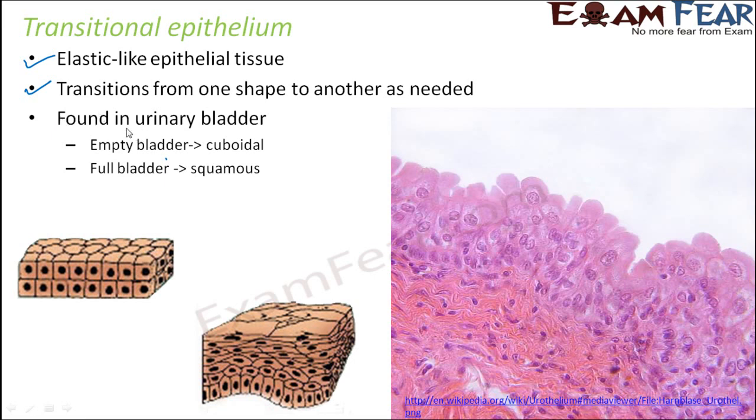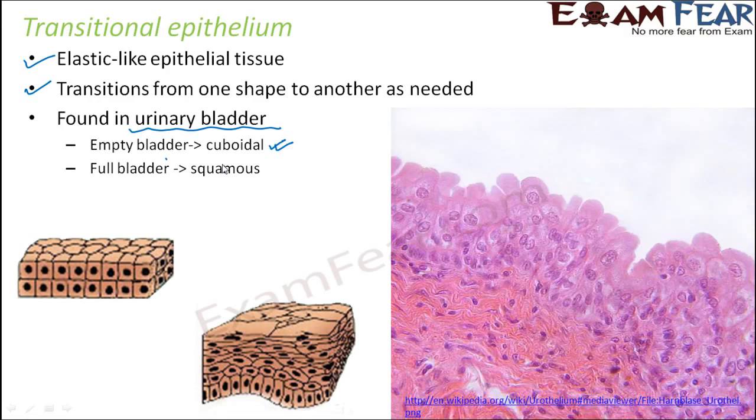We find them in the urinary bladder. So when the bladder is empty, the type of epithelium which lines it is cuboidal, but when it is full, that is when you drink, when does the bladder become full? When you drink a lot of water, a lot of fluids get inside your body, your urinary bladder starts to get full. And when it is almost full, you get that sensation of passing out urine. So once you pass out urine, the bladder again becomes empty. So again you consume fluid, it again becomes full.